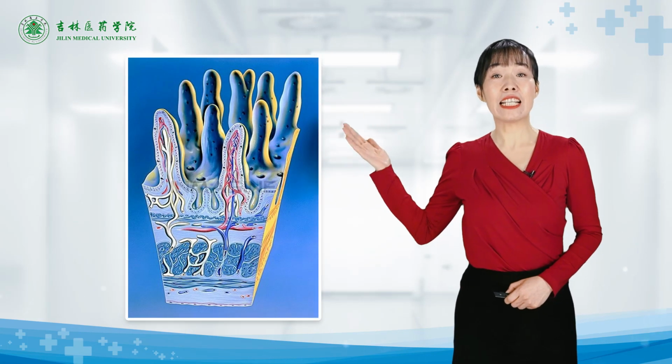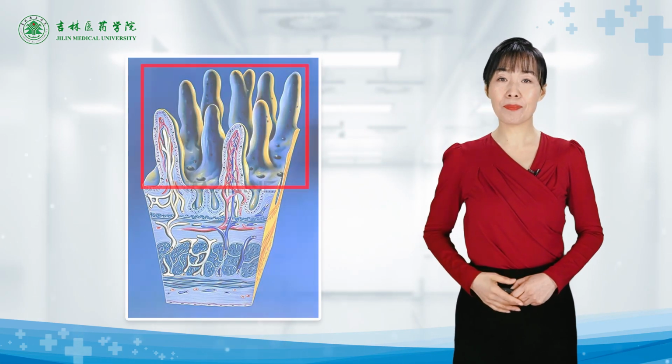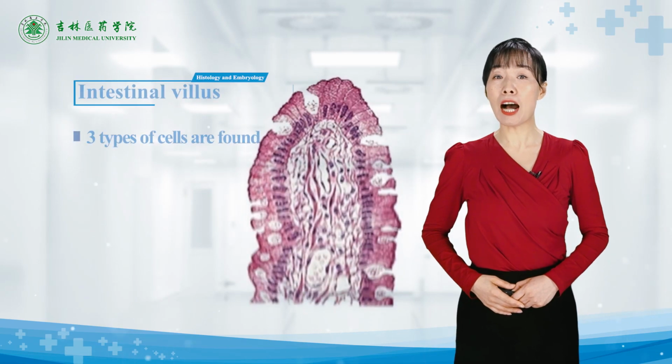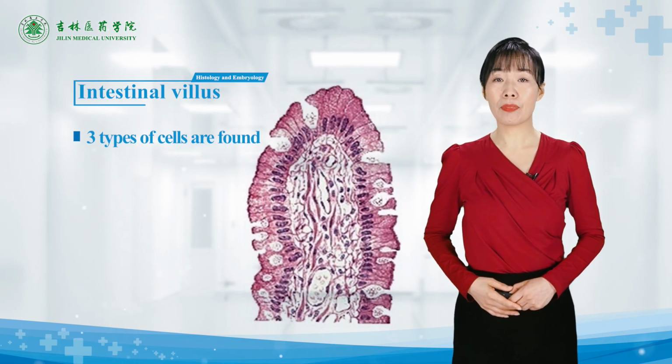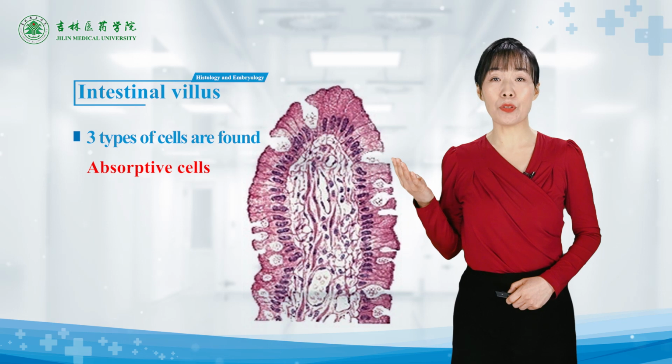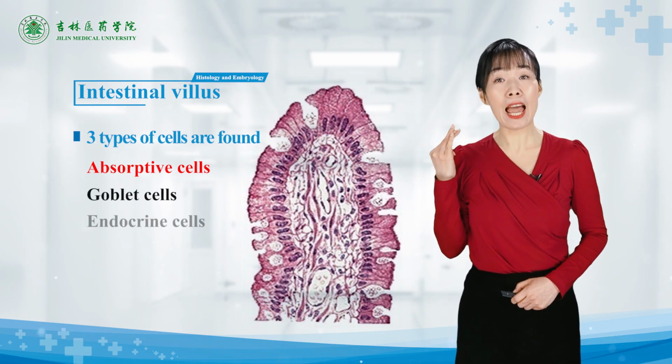Now let's study the intestinal villus. 3 types of cells are found in the epithelium: absorptive cells, goblet cells, and endocrine cells.